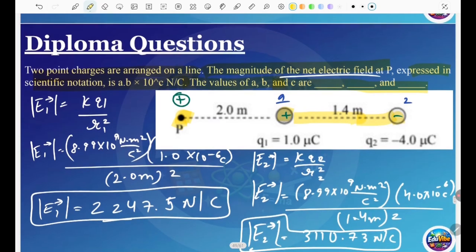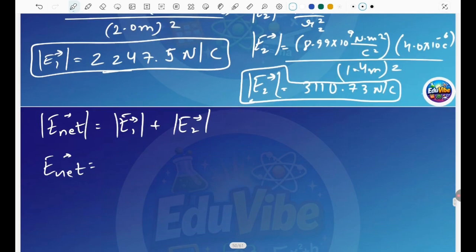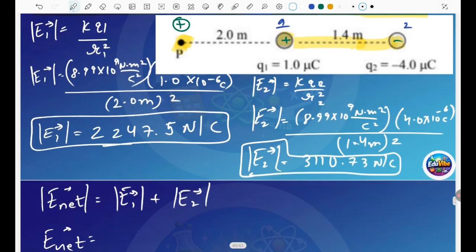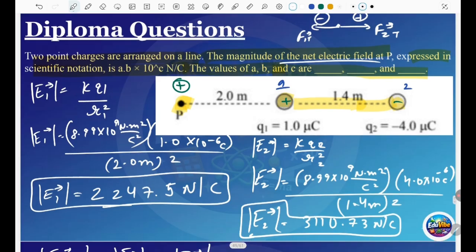For the free body diagram, this is your P point, and this is your F2 and this is your F3, or you can say E3. We take one side positive and the other side negative. In that case I take E1 as negative, so the left one needs to be negative because I take the right one as positive.